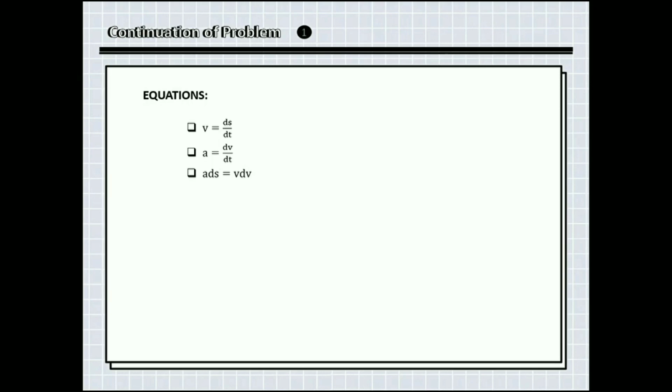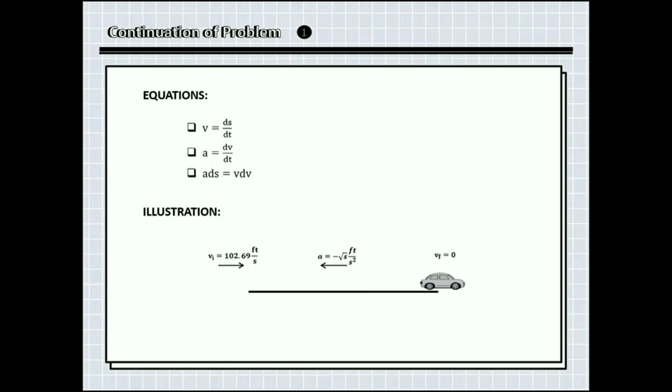To better understand this problem, here's an illustration. We have a car which is traveling along a straight road at an initial velocity of 102.69 feet per second. When the driver applies the brake, the car decelerates at a rate of negative square root of s feet per second squared. Then the car eventually comes to rest, which means the final velocity is 0. We want to know the stopping distance of the car, and we can say that the initial position is 0, and the final position is what we're trying to find.